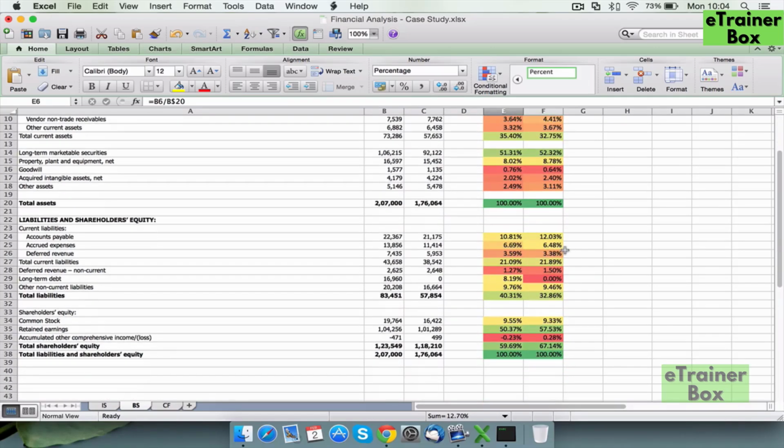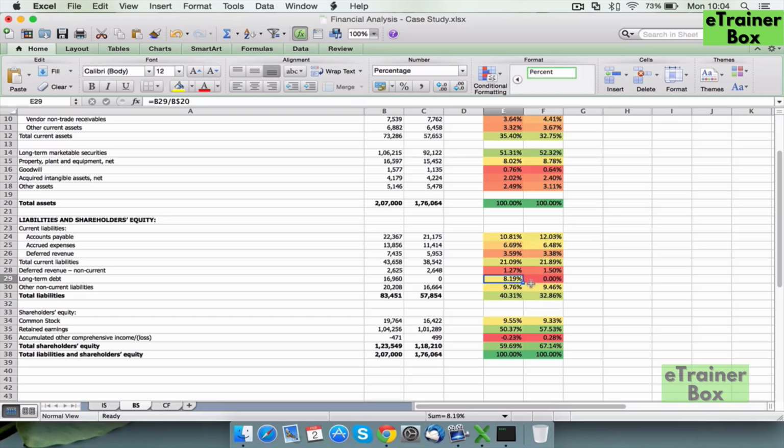On the liabilities side, the accounts payable has gone down as a percentage of total assets. Possibly that means that Apple Inc. is paying off its creditors. Could be good because it is trying to avoid its debts in the future. Other numbers are relatively stable: 6.5, 6.5, 3.5, 21, 1.5.